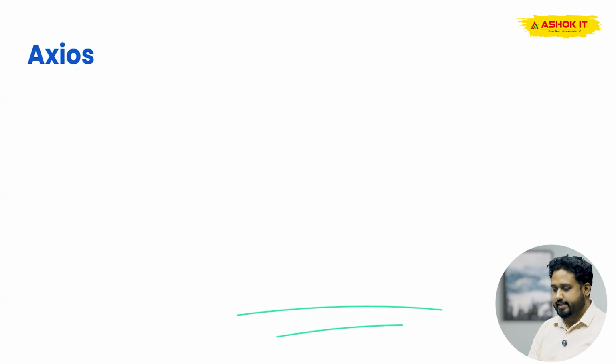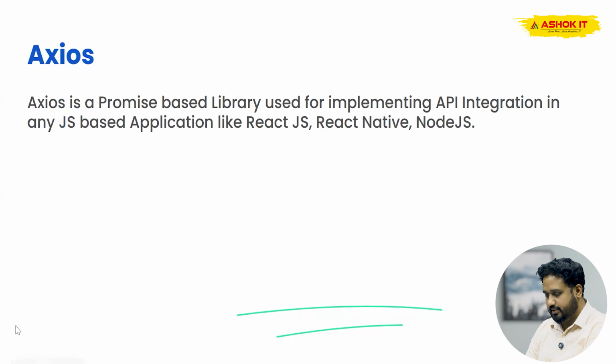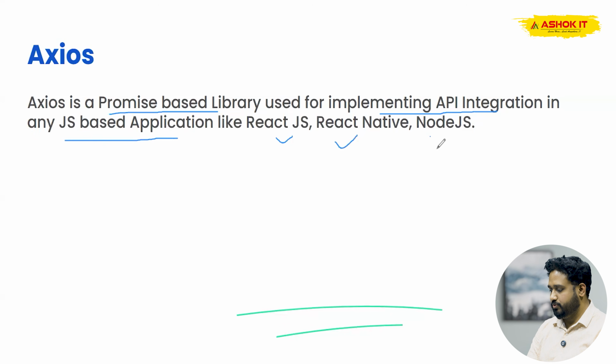So what is this Axios? Axios is a promise-based JavaScript library for implementing API integration. Now you can use this Axios in any JavaScript-based application. It can be React, it can be React Native, it can be Node.js. In any JavaScript-based application, we can use this Axios. Now let's try to understand what it offers.